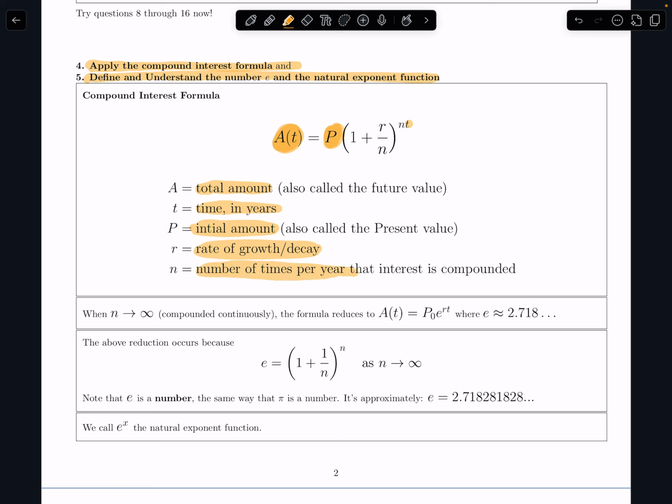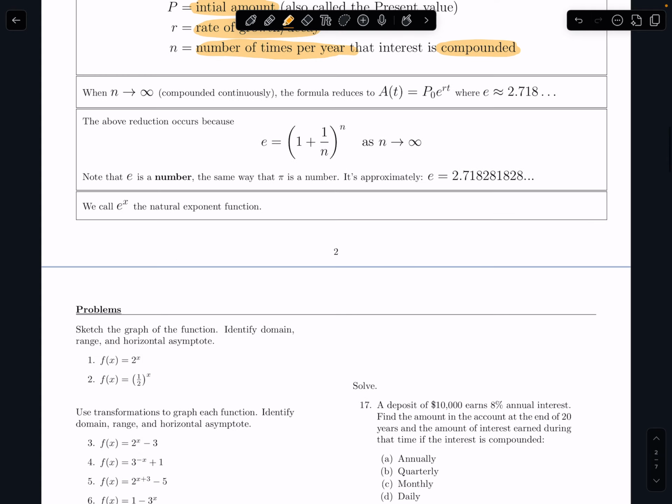So that means if you're compounding annually, n would be 1. If you're compounding quarterly, n would be 4. If you're compounding monthly, n would be 12. Daily, you typically use 360 if you're doing this in a business or financial context. They might use 360 or 365 depending on who you ask.